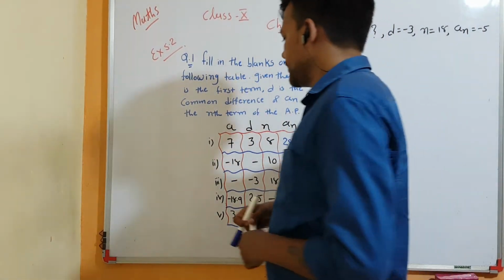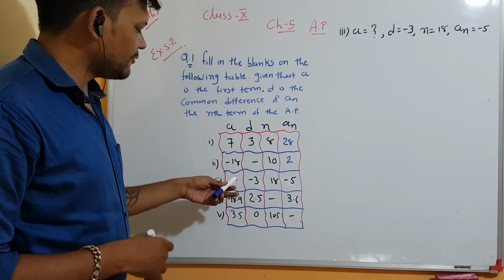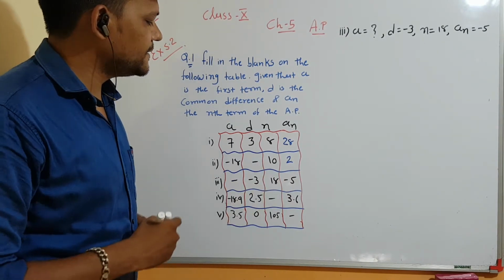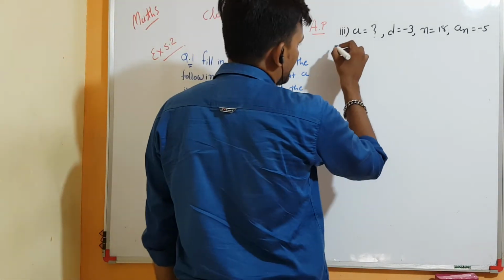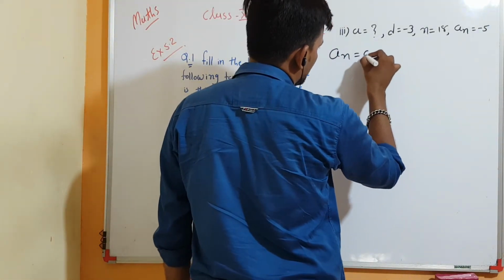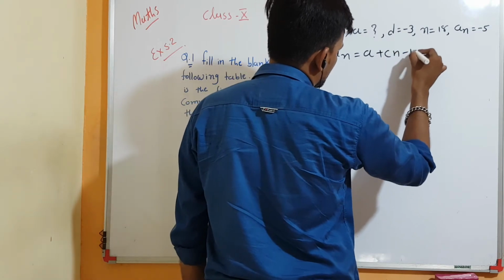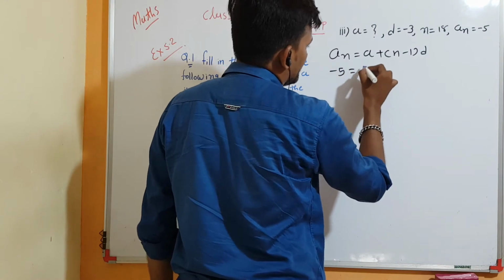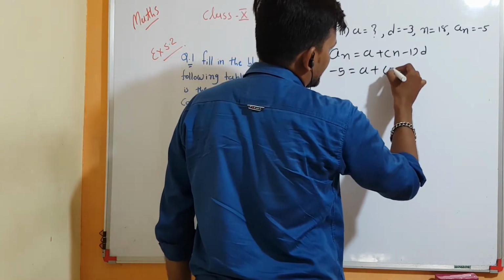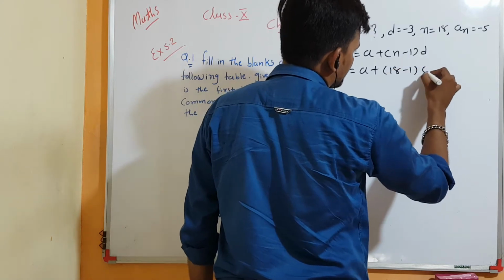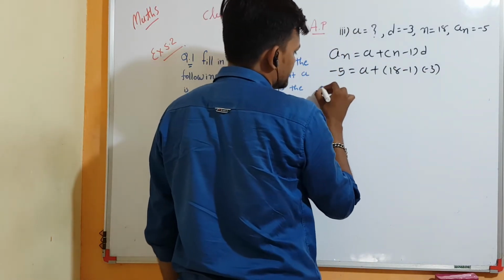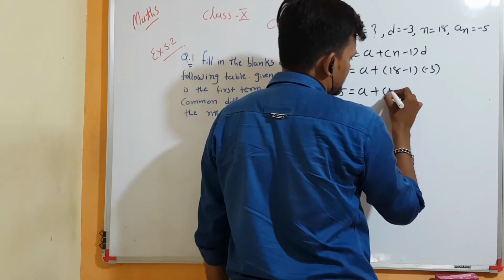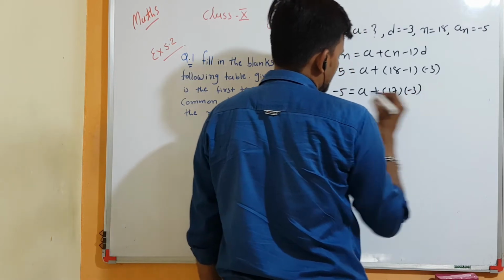In the third part of question number 1, here we have to find a. d is given, it is minus 3, n is 18 and a_n is given, it is minus 5. So again apply the formula of a_n. So a_n equals a plus n minus 1 into d, where a_n is minus 5, a you have to find, n is 18, so 18 minus 1, and d is minus 3, right? Minus 5 as it is, a as it is, plus 18 minus 1, 17 into minus 3.